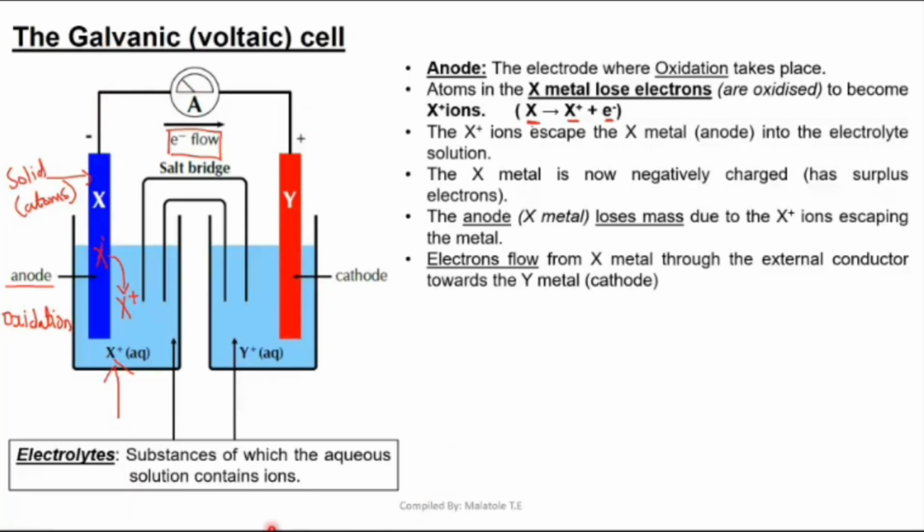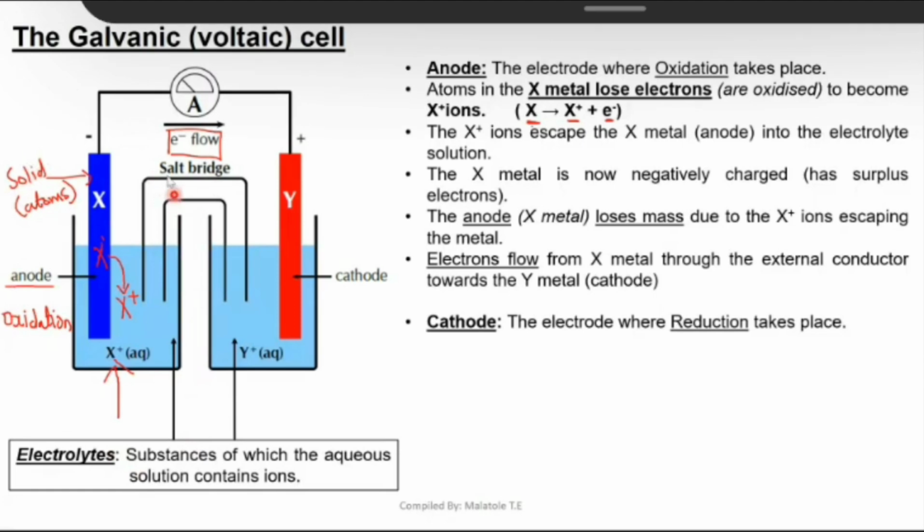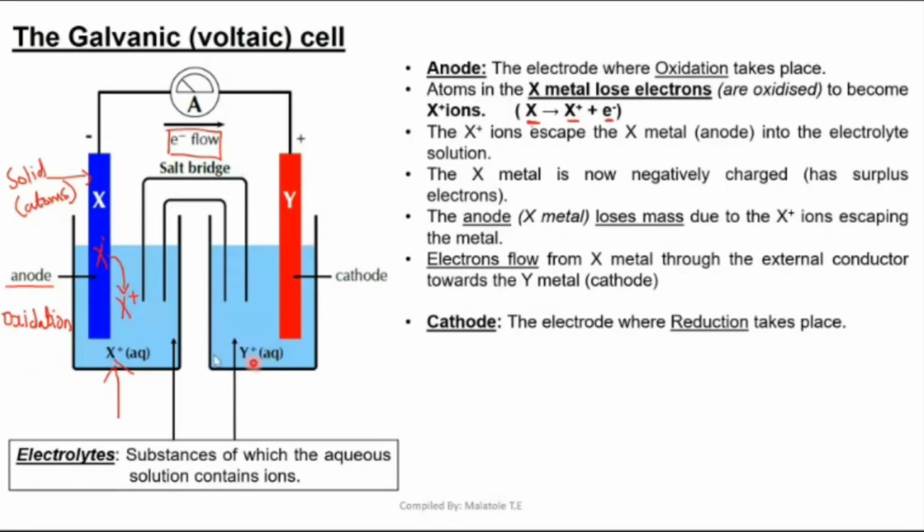Okay, now we are going to move to the second part, which is half cell number 2. We've now dealt with half cell number 1, where oxidation takes place. Remember, this is a redox reaction. We've dealt with the ox part. Now we're going to deal with the red part, which is reduction. Now, electrons will arrive here. The cathode is the electrode where reduction takes place. The cathode is the red electrode. Remember, the anode is the blue one.